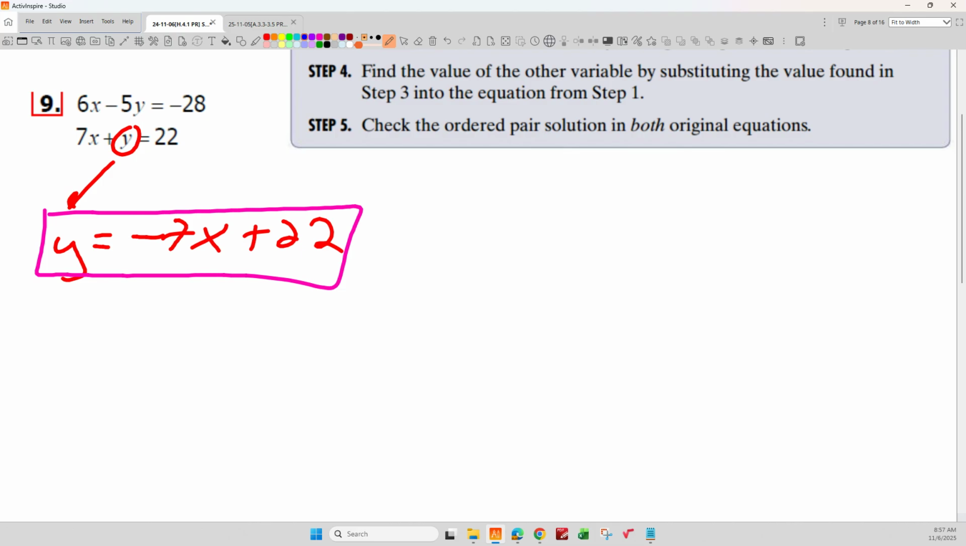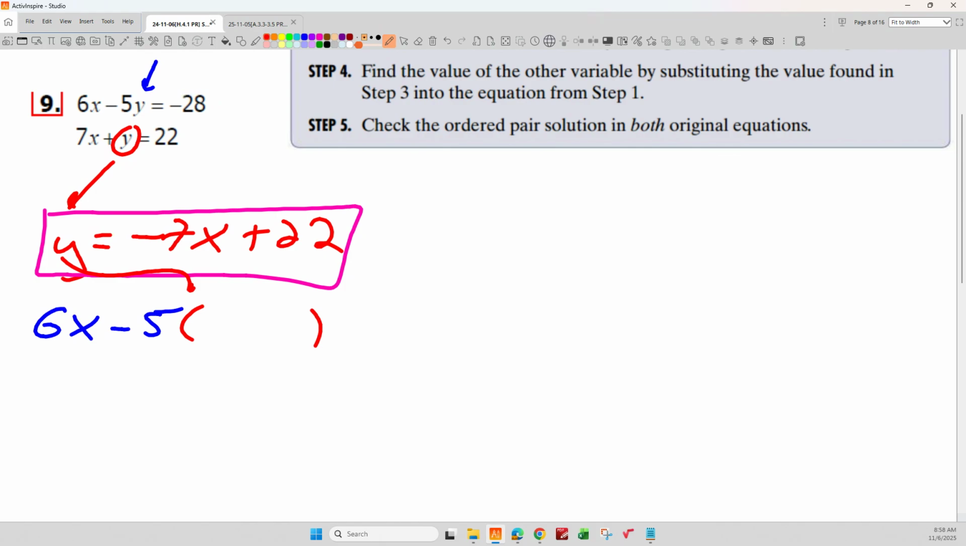Then the next step: I'm going to take this value of y and plug it into the other equation, of course. I can't plug it into the same equation. So if I plug it into that top equation, what am I going to get? Well, I get 6x minus 5 times the quantity negative 7x plus 22, right? Because this is where we're going to plug in that value of y.